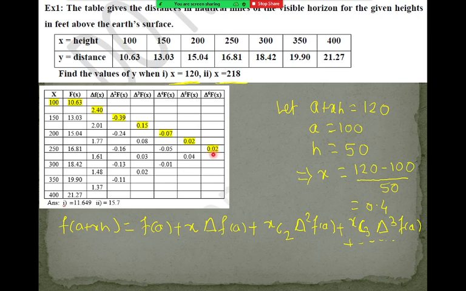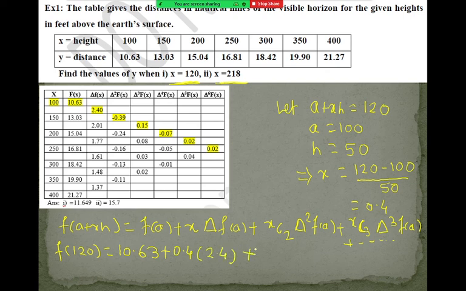The only thing left is to replace all these values in the formula and simplify. Let me write it here so you will get it. So we want f of 120. Therefore, f of 120 will become, what is f of a? 10.63. Correct. What is x? x is 0.4. Delta f of a? Yes, 2.40. Correct.